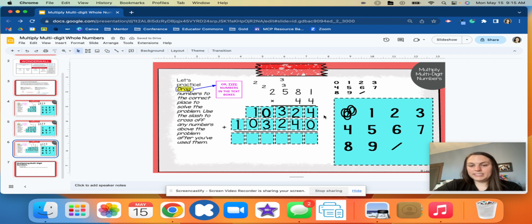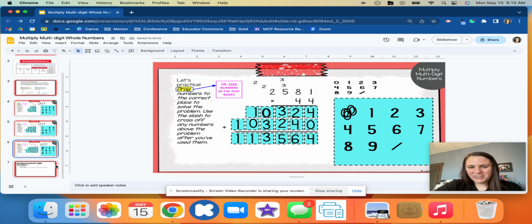Let's go ahead and add this up. 4 plus 0 is 4. 4 plus 2 is 6. 3 plus 2 is 5. 3 plus 0 is 3. And 1 plus 0 is 1, plus our 1 plus nothing. Did you get this final answer correct?